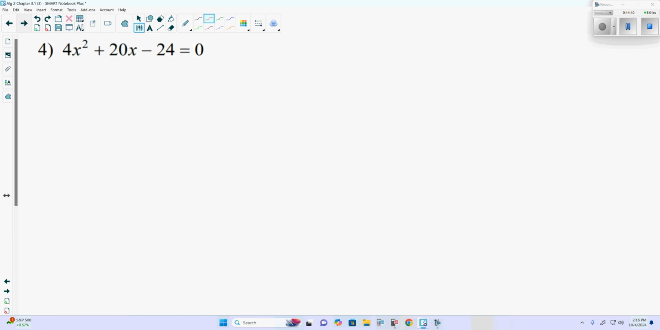Let's look at this next one. Is it equal to 0? Yes. We can move straight into factoring. It has a greatest common factor of 4, yes? So we can factor a 4 out of each term. And when we do that, we're really just dividing each term by 4.